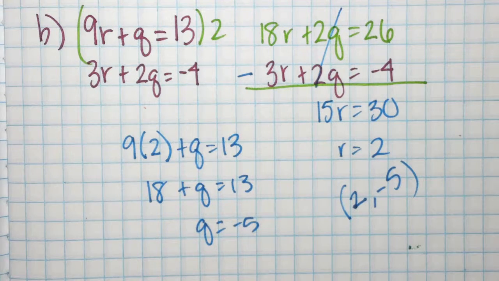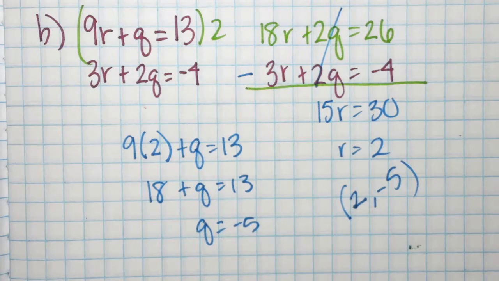I got 2, -5. What'd y'all get? Oh, I got negative 234. Yeah, wrong. I think you got it wrong.